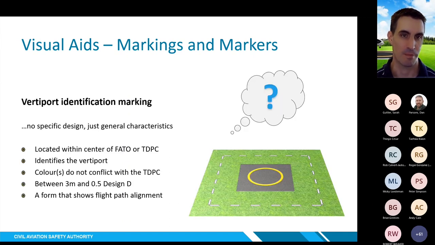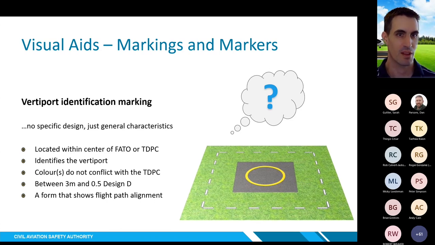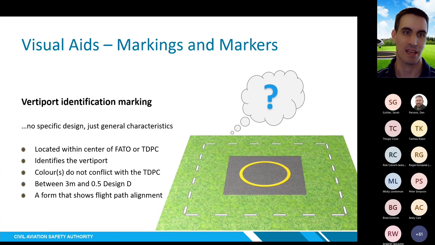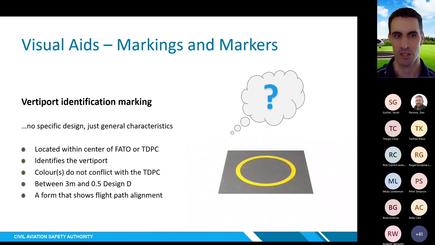Now for the central marking, the vertiport identification marking. This is part of the vertiport marking that the team very early on wanted to take a new direction on. The FAA and Europe have two completely different takes on the vertiport identification marking. Now, we could have chosen one of them and just put that in the AC, but we asked ourselves what the purpose is of this marking.